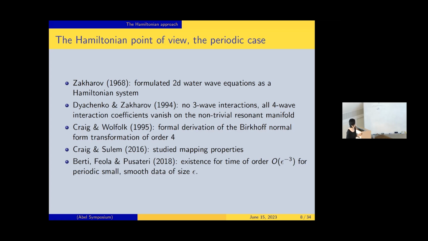Okay, and now in this work of Craig and his collaborators, they try to regularize the work of Dyachenko and Zakharov. They wanted to show that for data of size epsilon, the solution exists for time epsilon to the -3. Okay, so they studied a mapping property, but it's in the work of Berti, Feola, and Pusateri that they actually made the work of Dyachenko and Zakharov rigorous, and they rigorously show that for data of size epsilon, you can solve the equation for time epsilon to the -3. And this is for periodic data. So in other words, here they are not using any dispersive property.